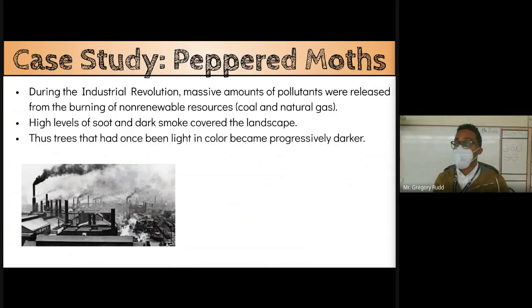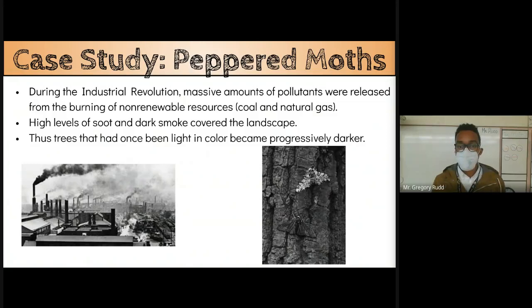And not just pollutants that you couldn't see, but you could literally see the sky would be black as there would be dark smoke and soot coming out of these huge chimneys. And it would cover the landscape. So people would be walking home and their clothes would become black with soot. The houses were covered in black soot. And then, of course, the surrounding forest areas, the trees were also getting darker because of this soot as well. So the trees that had once been light in color got progressively darker. So what do you notice here in this image?